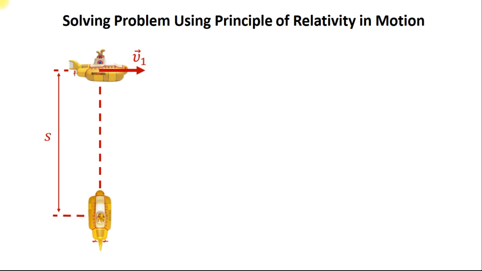As I said before, the spy submarine travels at 45 km per hour from west to east with respect to the Earth. But what if we choose the attack submarine as a reference frame? To find the velocity of spy submarine with respect to attack submarine, we should subtract the vector of attack submarine velocity from the vector of spy submarine velocity. So, as you can see, the spy submarine is moving in this direction with respect to attack submarine.